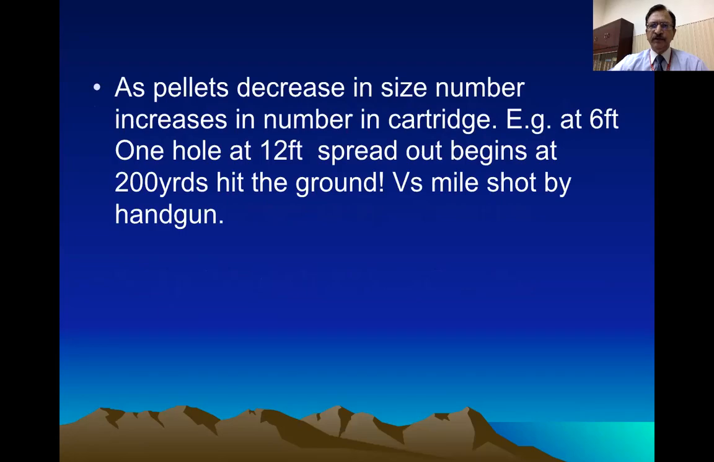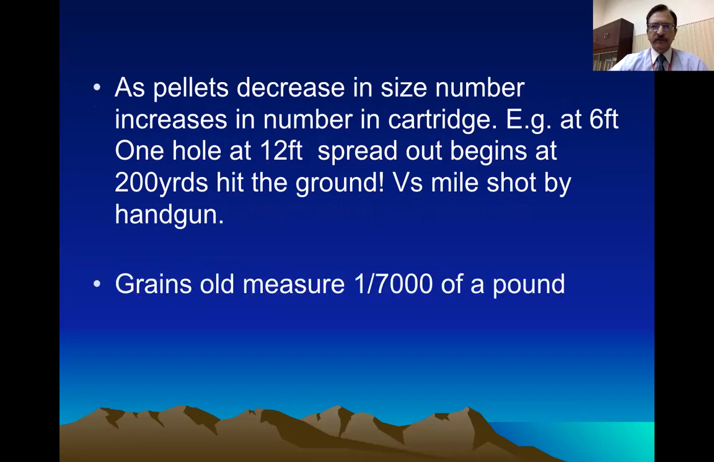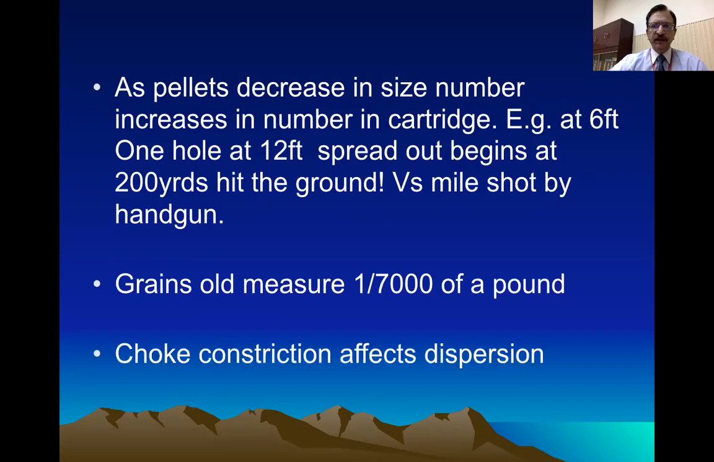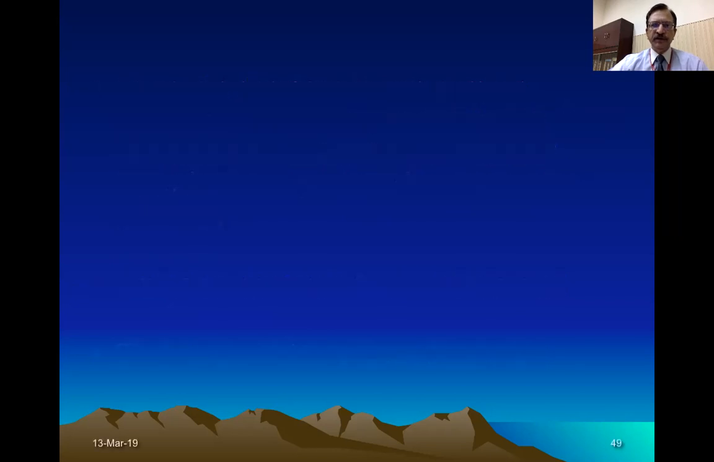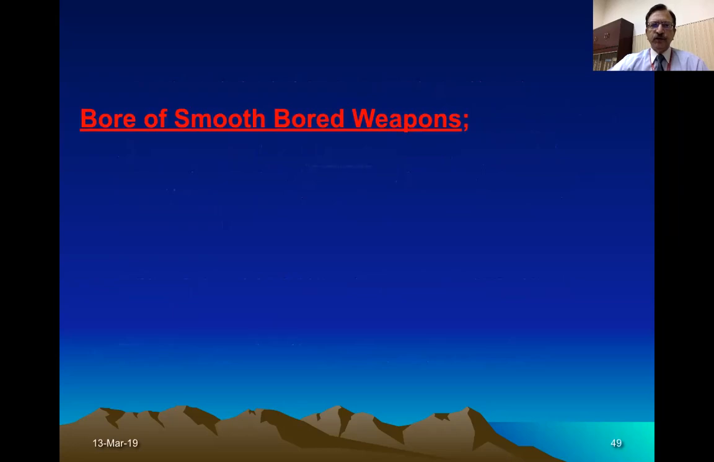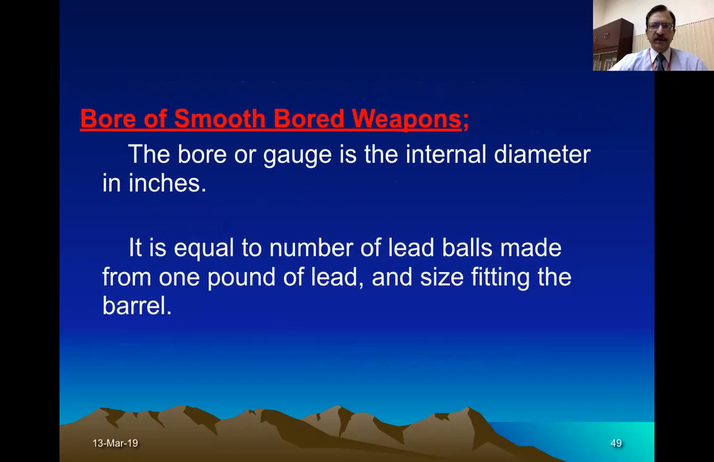And this is the most common that you must have heard about, 12 bore. That means 12 balls have been made. So they can be larger balls or smaller balls. Then the choking is another characteristic for a weapon because it reduces the dispersion. Choking is a phenomenon which reduces the dispersion of the charge. So the bore of a smoothbore weapon is how many balls you can make from 1 pound of lead, and each ball fitting the barrel.